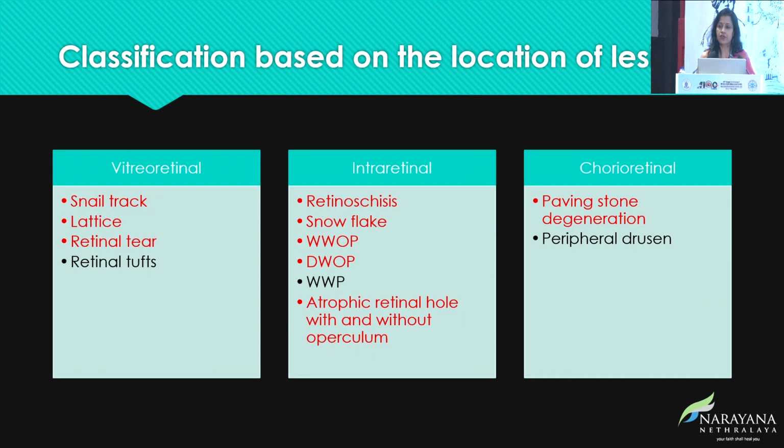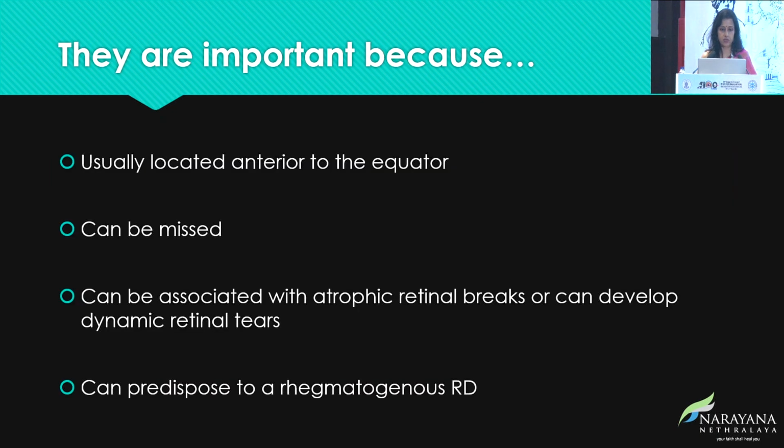So this is a classification based on the location of the lesion. We look at vitreoretinal lesions such as snail track, lattice, retinal tears. Intraretinal, where you see retinoschisis, snowflake, and WWOP is so commonly noted. And then you have chorioretinal. But most important are these vitreoretinal, which is lattices and retinal tears that we're going to see.